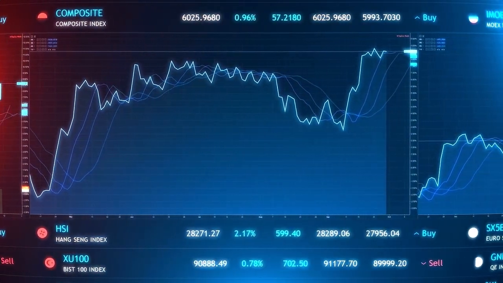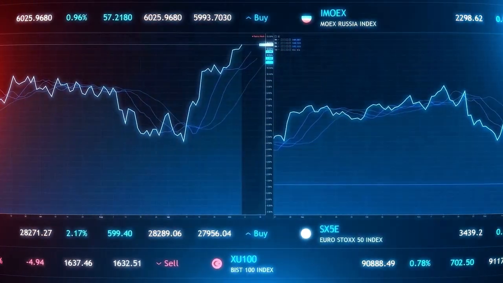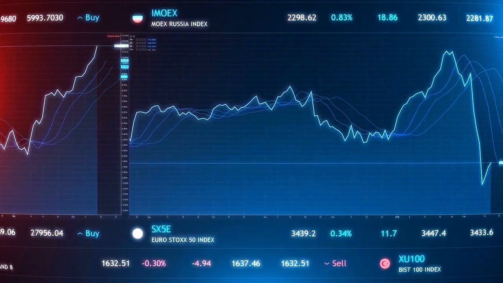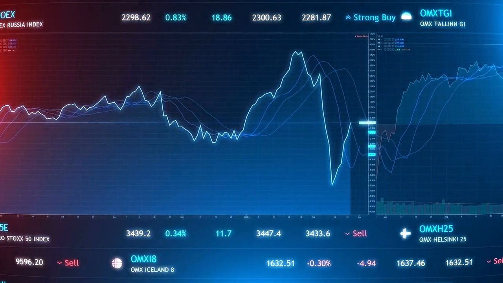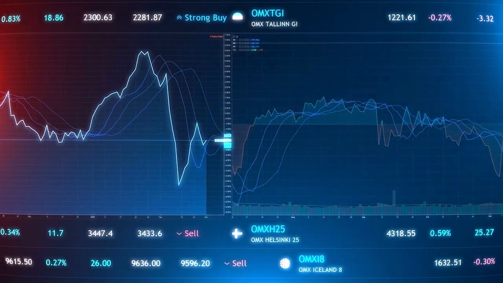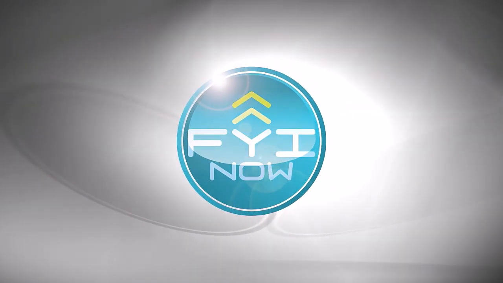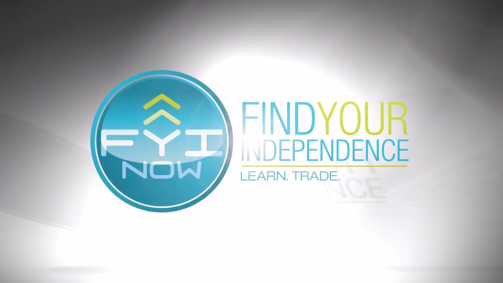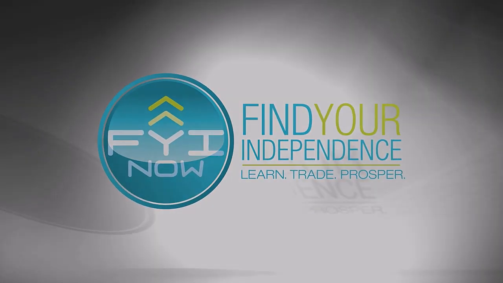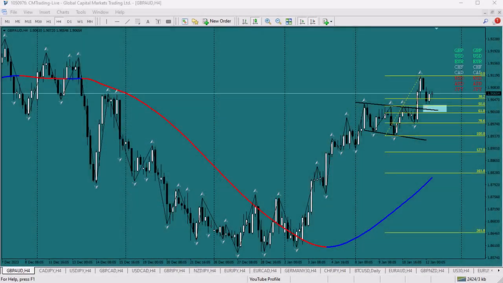A trade setup directions for today will be long on the euro, the pound and the US dollar, and short on the New Zealand, the Aussie and the yen. First pick of the day is a potential long on pound Australian dollar.